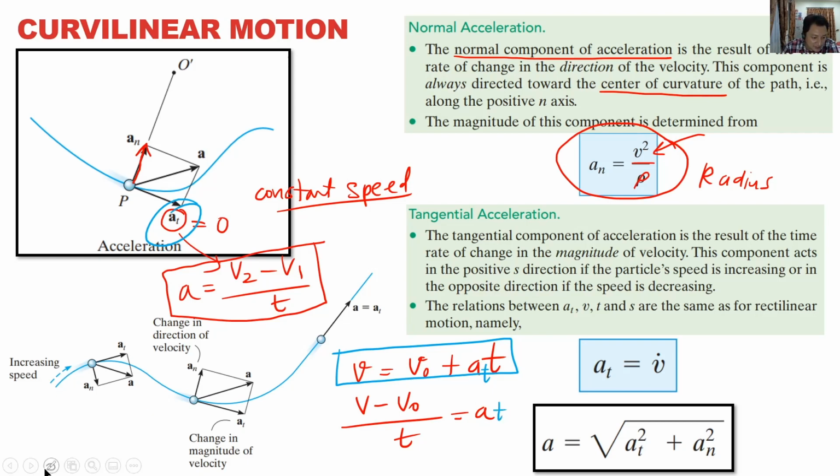If the curvature, look at this curvature. This curvature go up, A normal turun bawah. And then when the curvature go down, A normal naik atas. Depending on the radius of the curvature. This is the tangential acceleration. So far what we have been learning is actually tangential acceleration. Kalau nak cari total A, you have to find the magnitude lah. AT squared, AN squared, square root. So this is curvilinear motion.